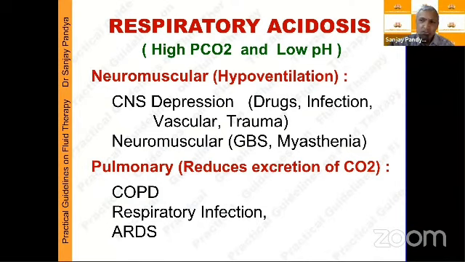Now, the basic question arises: if there is a change in PCO2, why should pH fall? The answer is simple. CO2 plus H2O is carbonic acid. And when there is increased PCO2, the carbonic acid also increases, and that gives rise to acidosis. So these are the different causes where respiratory acidosis occurs.